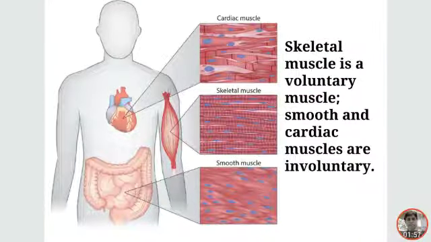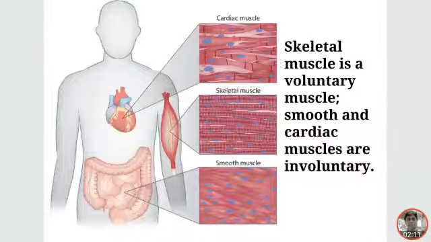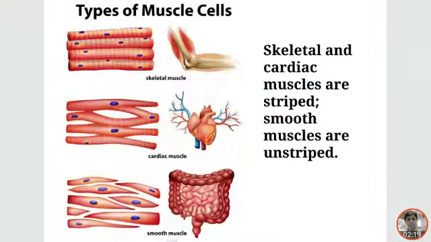Skeletal muscle is a voluntary muscle. Smooth and cardiac muscles are involuntary. Skeletal muscle moves with the will of the person, whereas smooth muscles and cardiac muscles function according to the body's instructions. Types of muscle cells.